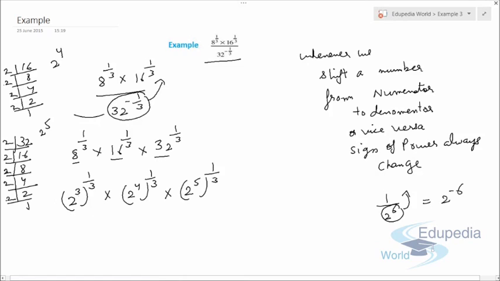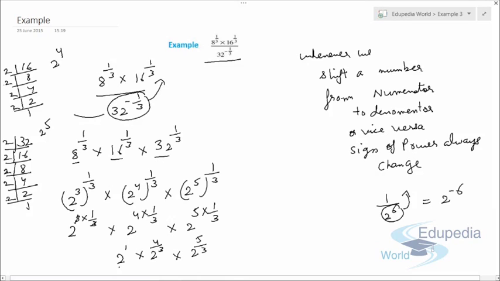Now again these powers will get multiplied, so it will become 2 raised to power 3 into 1 by 3, into 2 raised to power 4 into 1 by 3, into 2 raised to power 5 into 1 by 3. So this will get cancelled out now. So we are left with 2 raised to power 1 into 2 raised to power 4 by 3 into 2 raised to power 5 by 3.